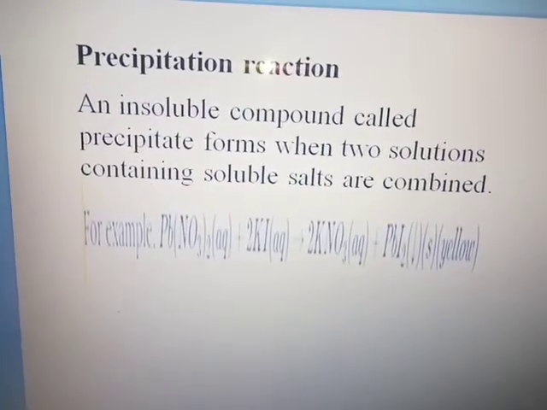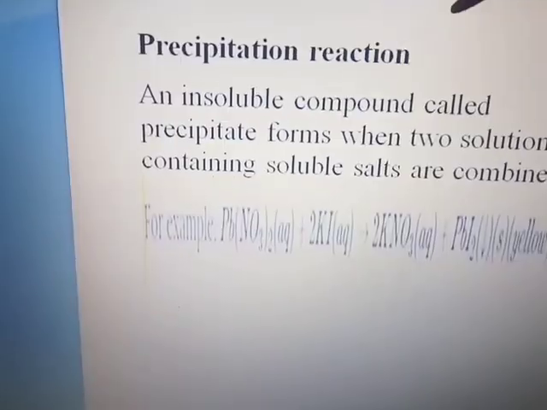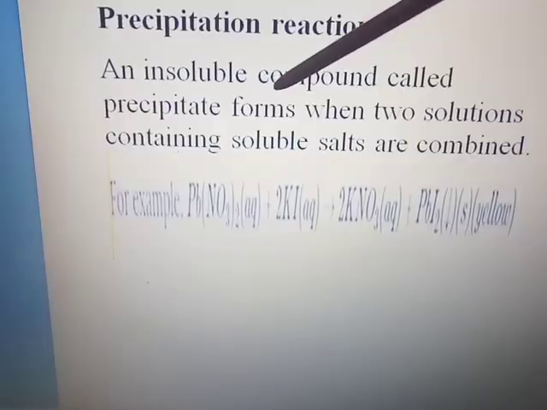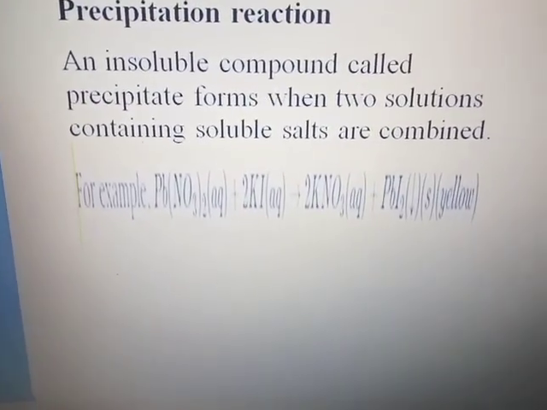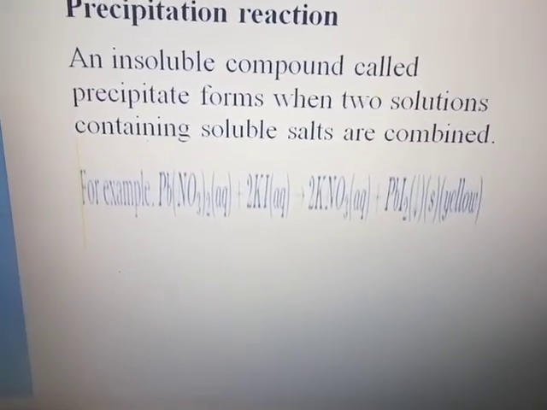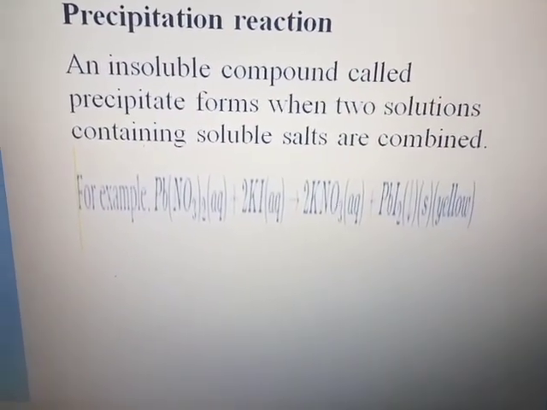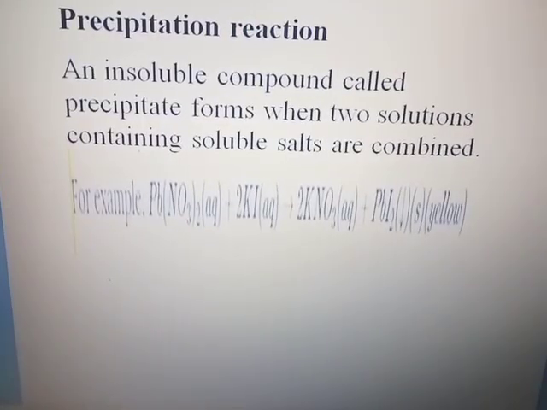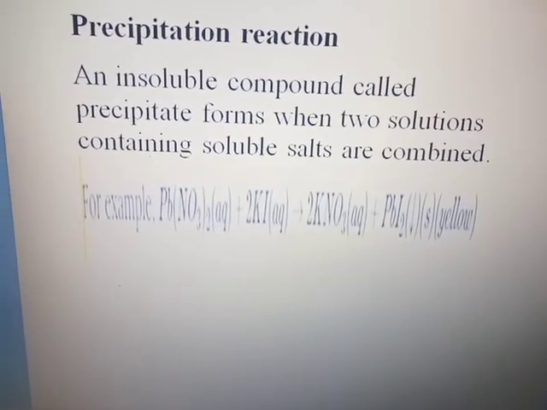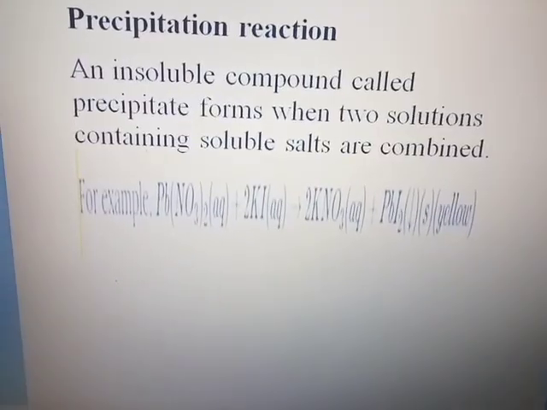See, this is the definition of a precipitation reaction. In a precipitation reaction, an insoluble compound called a precipitate is formed. That is, the reaction in which an insoluble compound is formed when 2 solutions containing soluble salts are combined. When we take 2 solutions whose salts are soluble and mix them together, they form an insoluble compound in precipitate form. That is known as a precipitation reaction.